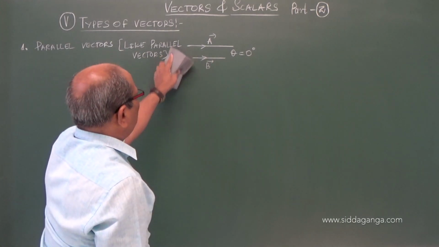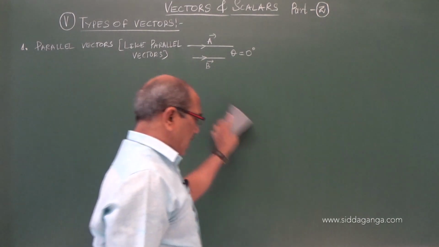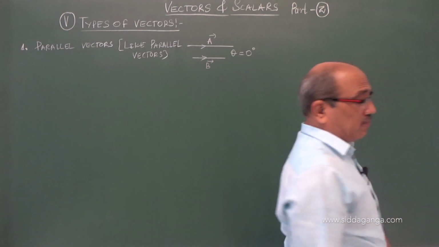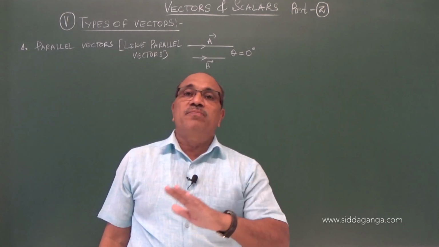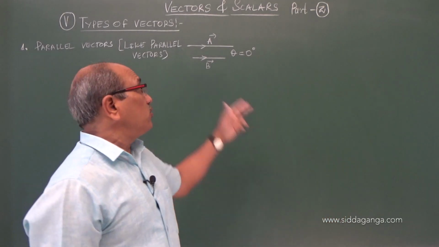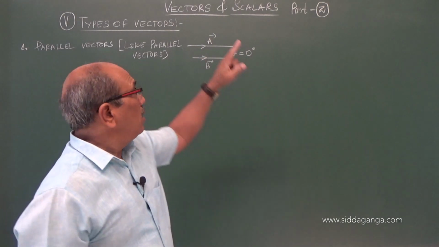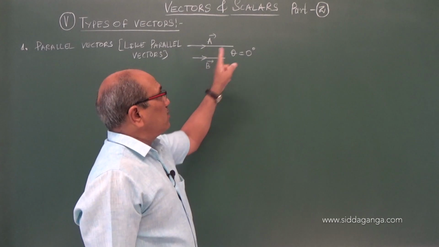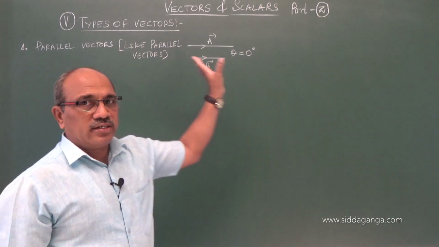Like parallel vectors means the two vectors are parallel to each other and act in the same direction. Magnitude may not be the same, magnitude may be different. Their lines of action must be parallel and direction must be the same, theta 0. Then we call them parallel vectors, or like parallel vectors.